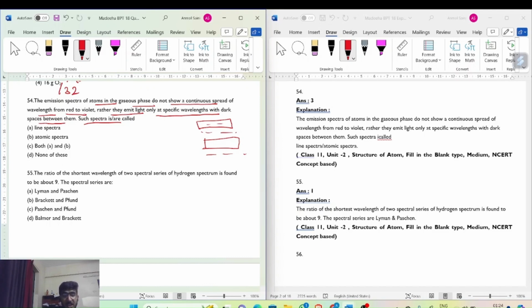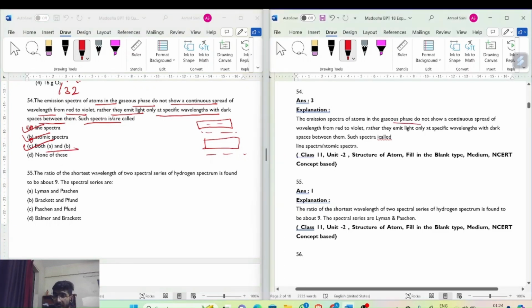Okay. So this type of spectra is known as line spectra, and this type of spectra is also known as atomic spectra. Okay. So both A and B options are correct. The emission spectra of atom in gaseous phase do not show a continuous spread of wavelength from red to violet. They rather emit only at a specific wavelength with dark spaces between them. This spectra is called line spectra or atomic spectra.